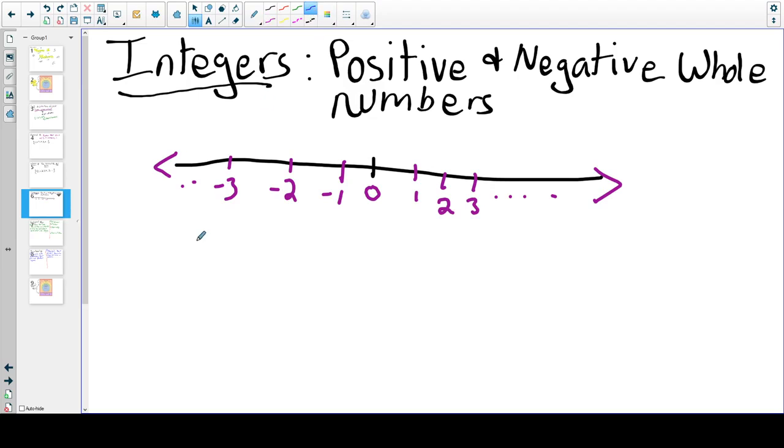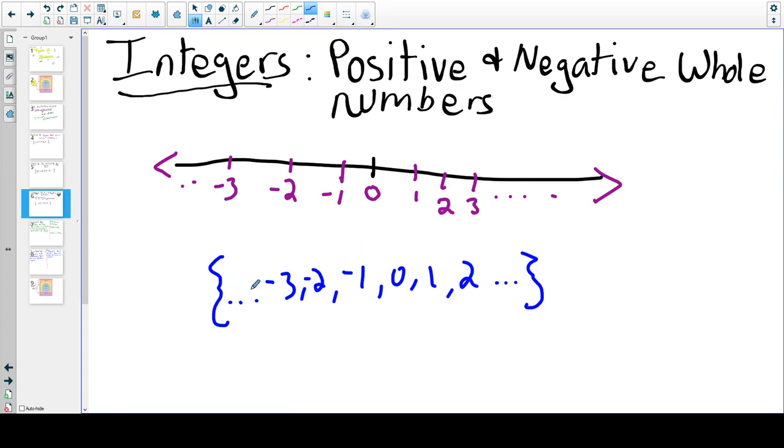If we had to write a set, using set notation, we can say we're starting from negative infinity. We have -3, -2, -1, 0, 1, 2, and so on and so forth. Do you see in this notation we have an infinite amount of numbers over here and an infinite amount of numbers over here, and we're just representing all the numbers that we call integers. So again, integers are positive and negative whole numbers. Okay? Now we're going to get into the juicy stuff.